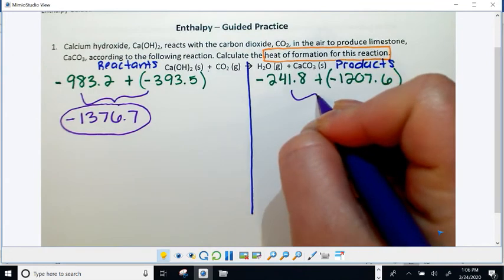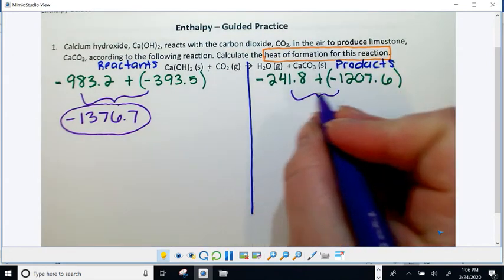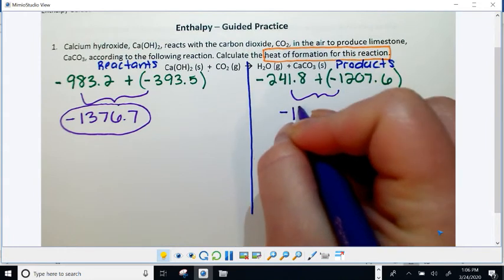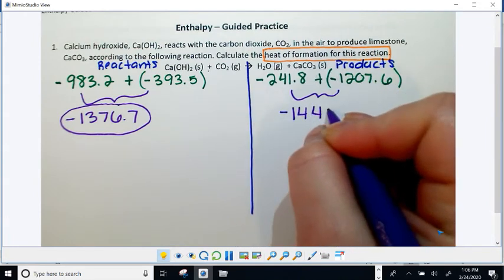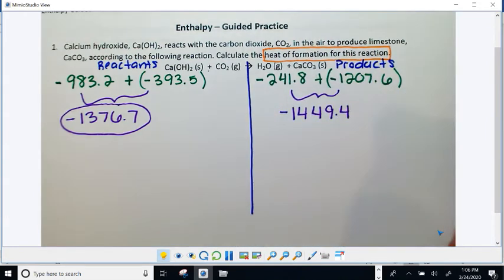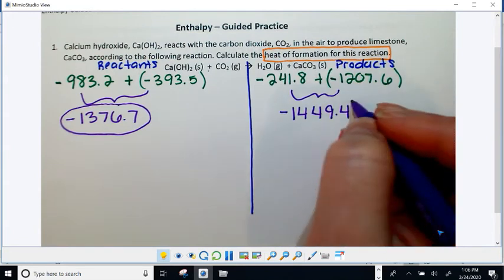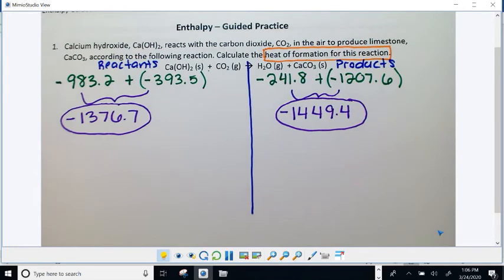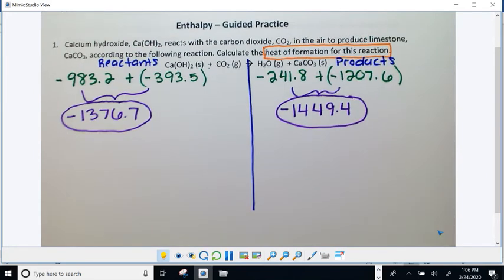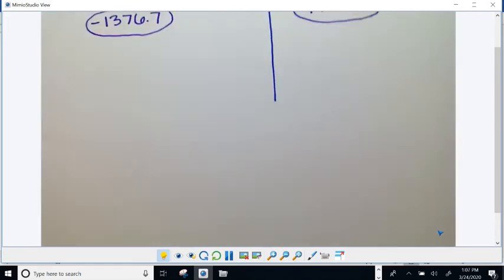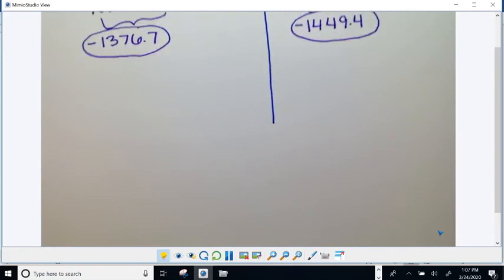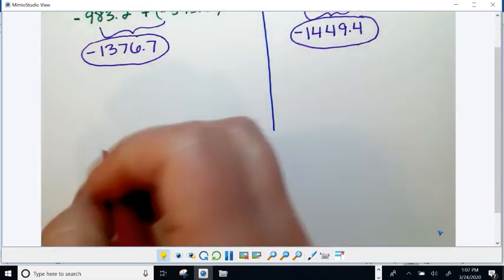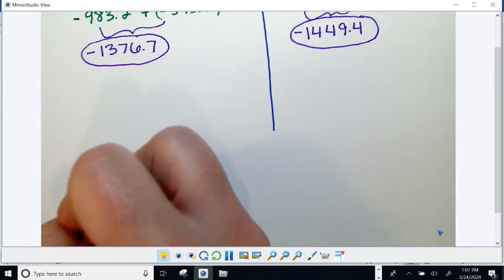Do the same thing over here. I'm going to plug this into my calculator, and I'm going to get negative 1,449.4. I'm going to circle that. All right. Drew my line a little long, so I'm going to have to come down here. All right. And now I'm going to plug it into my equation.